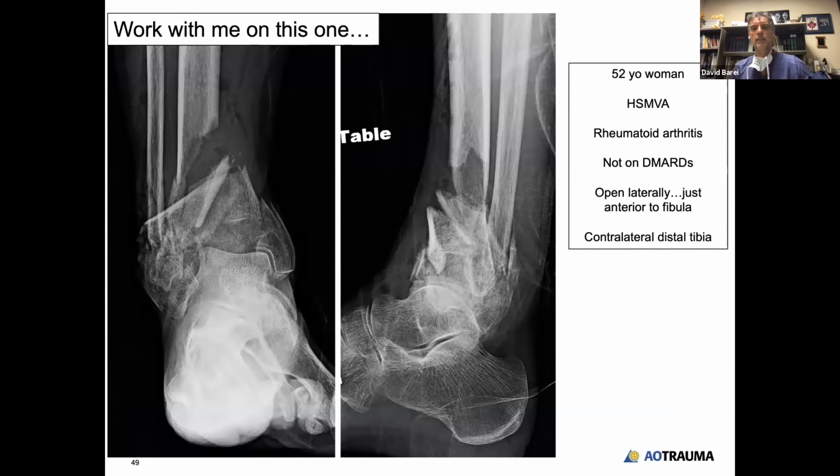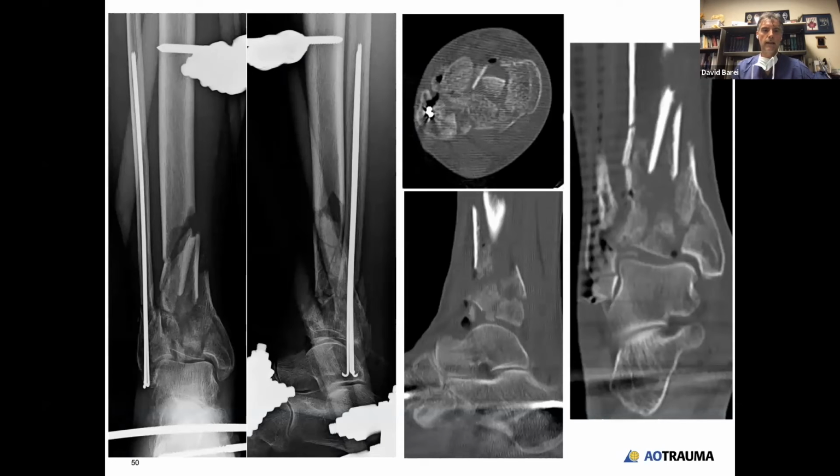And this one to me doesn't scream nail. And she's not a good host. She's a high-speed wreck. She has bad bones, has rheumatoid arthritis. She's got an open wound laterally. She's got a contralateral pilon too, and this is the right side, and so here we are.